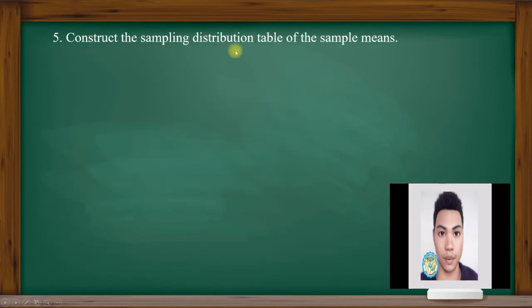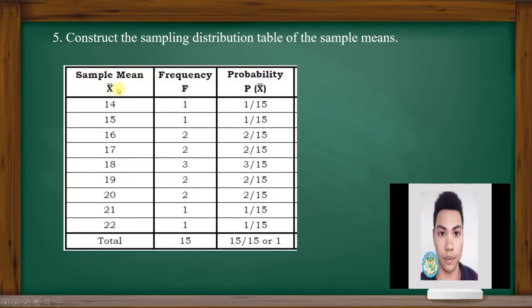Next, construct the sampling distribution table of the sample means. So we have here the sample mean, which we got earlier. We just removed the repeated values, keeping one of each. We have 14, 15, 16, 17, 18, 19, 20, 21, and 22. And then the frequency, which is how many times the sample mean appears. So we have 1, 1, 2, 2, 3, 2, 2, 1, 1.